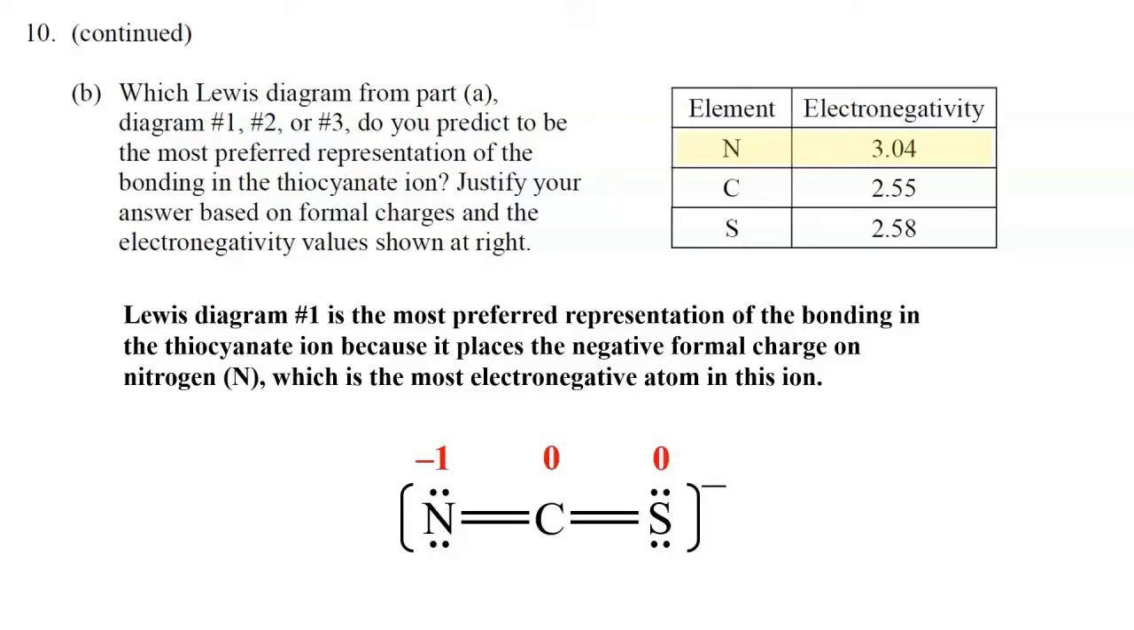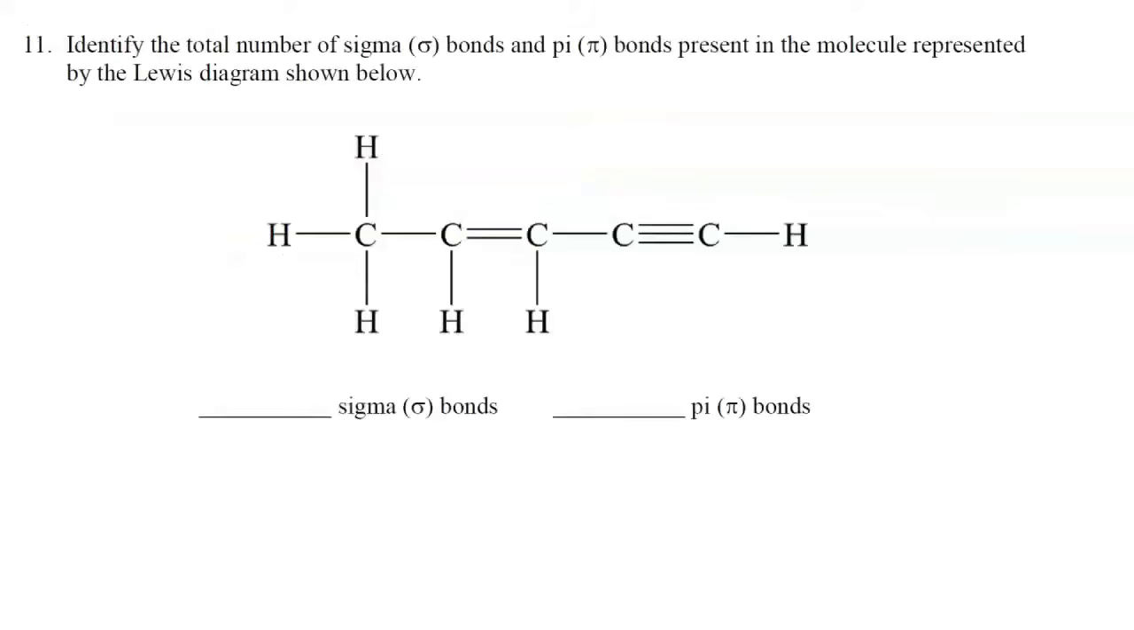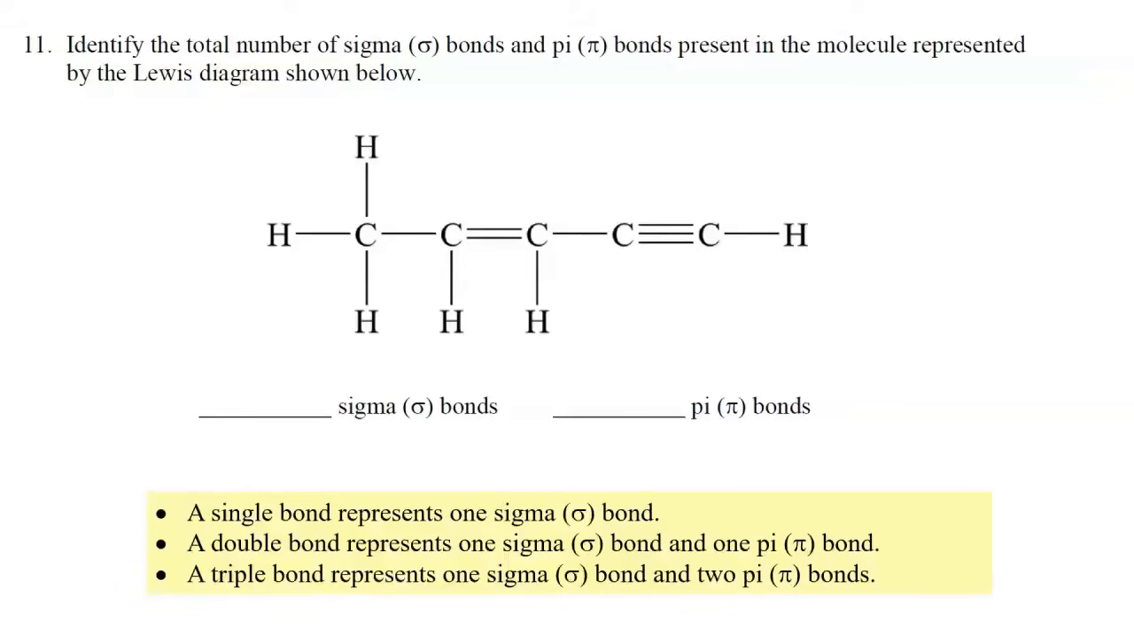All right, it's time to take a look at question 11. Identify the total number of sigma bonds and pi bonds present in the molecule represented by the Lewis diagram shown below. Remember that a single bond represents 1 sigma bond, a double bond represents 1 sigma bond and 1 pi bond, and a triple bond represents 1 sigma bond and 2 pi bonds.